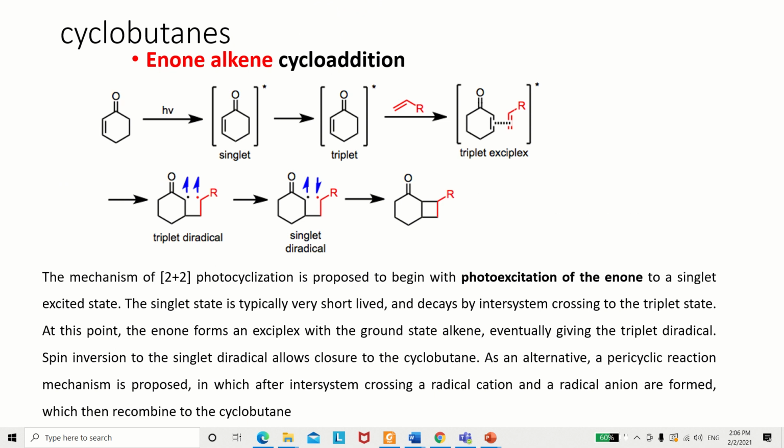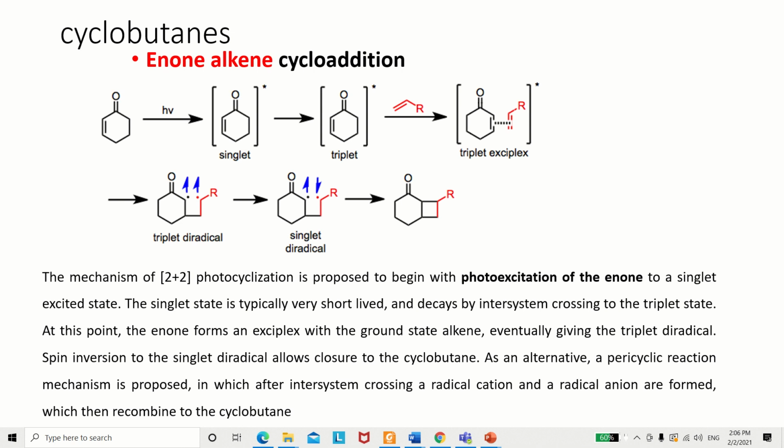Next cyclic compound is cyclobutanes. One easy method to synthesize cyclobutanes is enone-alkene cycloaddition, which is a very familiar cycloaddition, like a 2 plus 2 photocycloaddition. This type of 2 plus 2 cycloaddition follows the Woodward-Hoffmann rule, and such addition reactions are used for producing cyclic compounds like cyclobutane.